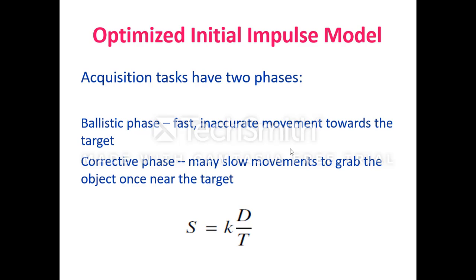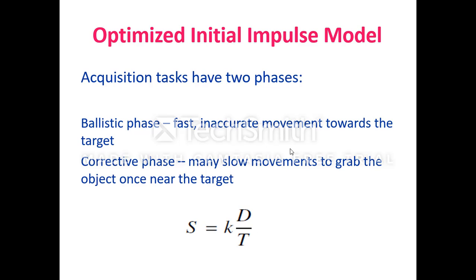In the second human control model, we have the optimized initial impulse model. It has acquisition tasks which have two phases. In the first phase, called the ballistic phase, we have a fast but inaccurate movement towards the target. In the second phase, called the corrective phase, several slow movements are made until the target is acquired.